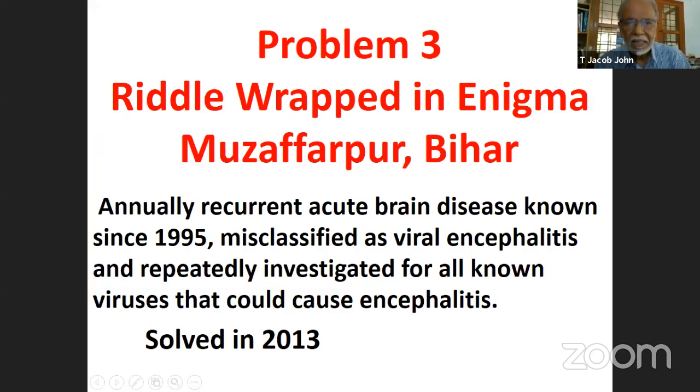Problem 3, a riddle wrapped in an enigma, in Muzaffarpur district, Bihar. Again, an annually recurrent acute brain disease, known from the 1970s but first investigated in 1995 by the National Center for Disease Control. Misclassified as viral encephalitis. Repeatedly investigated for all known viruses that could cause encephalitis, and then they were looking for unknown viruses, for which CDC Atlanta people were called in. That is in 2012.